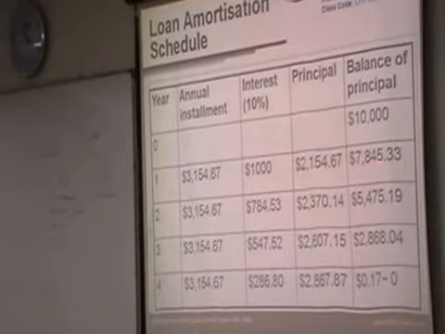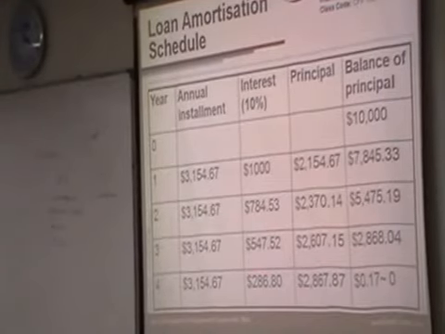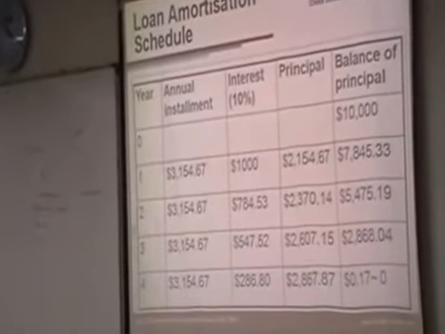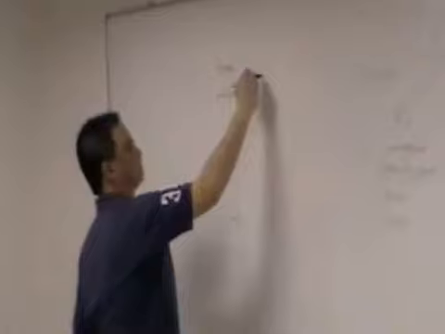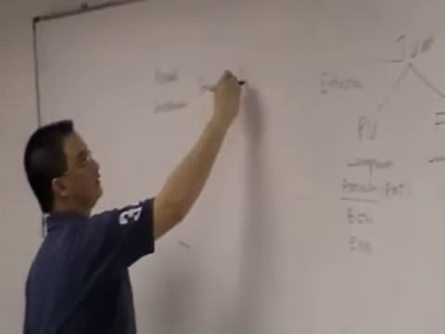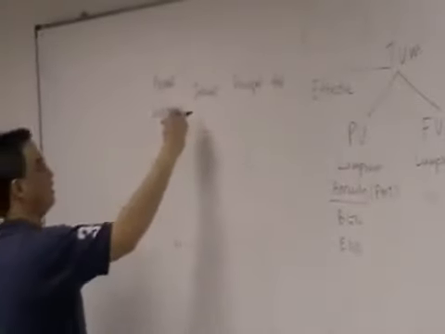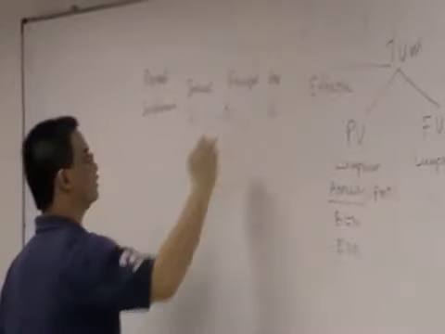Next year, 10% of 7,845. Then 3,154 minus this amount reduces your loan. Your loan is this much. Then the following year, 10% of this. Can you follow how it goes? Now, if you notice, there are 4 columns excluding the year. You have the annual installment, the interest, the principal, and then the balance.